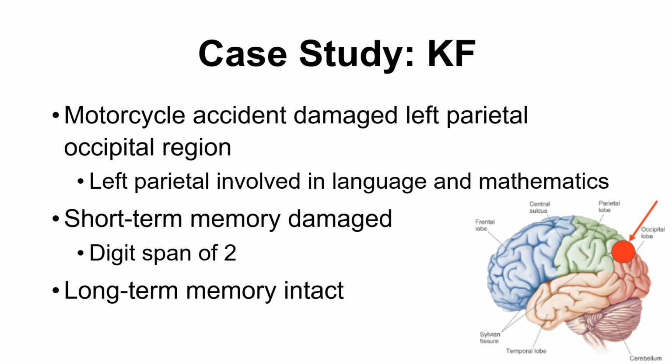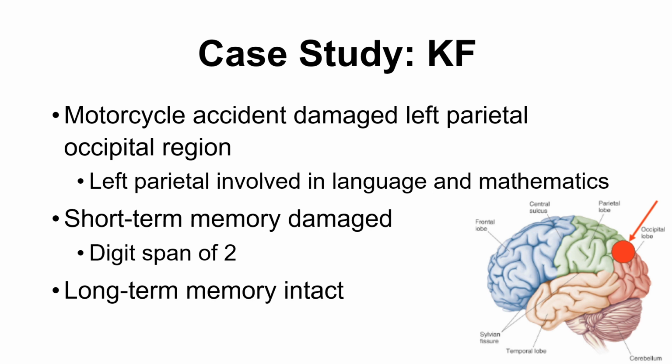So KF was in a motorcycle accident, and this accident damaged the left parietal occipital region. If we look on the diagram over here, on the left side of the brain, it damaged the overlap between the parietal lobe and the occipital lobe. And you might recall that our parietal lobe, especially on the left side, is involved in language and mathematics in a lot of individuals. So we expect to see some issues with that part of the brain.